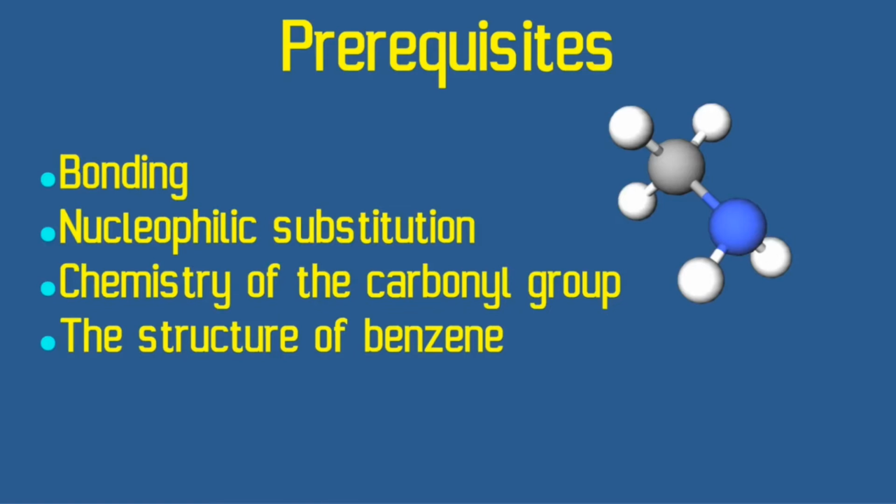So what do you need to know before we get on with this topic? Well, we need to be familiar with some of the bonding because we will be discussing that. Nucleophilic substitution, you need to have certainly a basic understanding of that. And likewise, we will be discussing to some extent carbonyl chemistry. So if you've not revised much of that yet, please do that before now. And also the structure of benzene, because we will be discussing that later on.